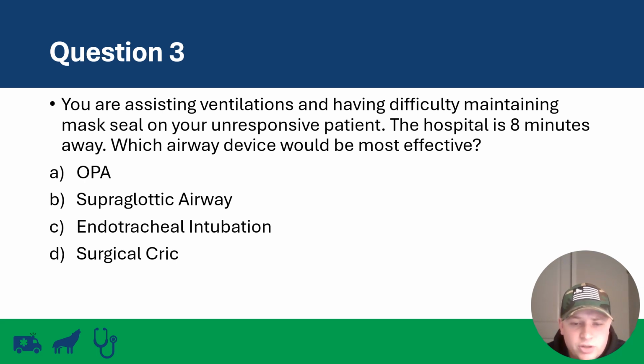Let's see here. I'm going to go ahead and try to start marking off things that I can't use. OPA. OPA is not a bad option. Supraglottic airway. That could be a good option as well. I know I can place a supraglottic airway fast, and I know that supraglottics are good if I'm having trouble keeping a mask seal, and I can insert them pretty fast, and most of them are blindly inserted. So B is a good option. B is a better option than A.